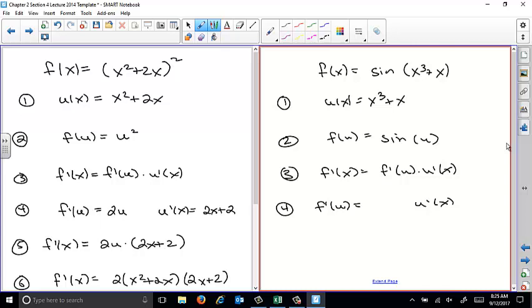Yes, cosine of u. Okay, so it's the cosine of u. And Asia, what's the derivative of x cubed plus x? 3x squared plus 1. Yep. Okay, so then the next step is find f prime of x by plugging in f prime of u, which I'll go ahead and do, sine of u times u prime of x, which is 3x squared plus 1.